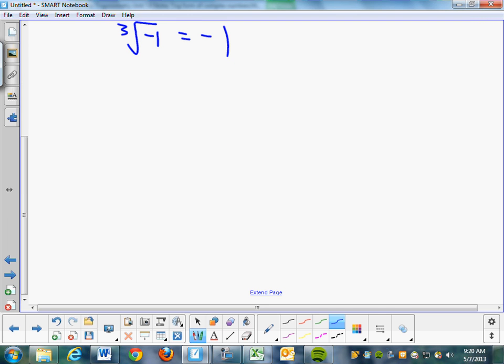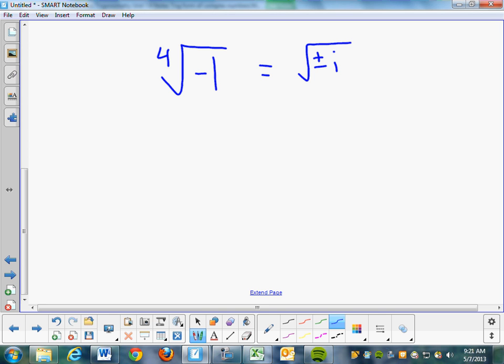So how about this? Plus or minus 1. This is a little bit more difficult, isn't it? I mean, if you think about it, people. Yeah, exactly. Very good. This is actually equal to the square root of positive or negative i. So it raises the question, what is the square root of i?